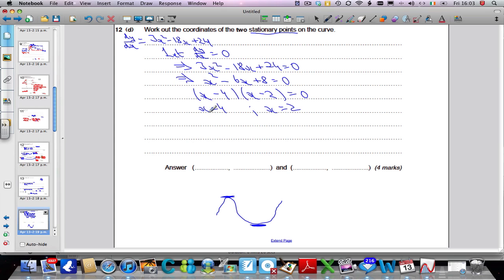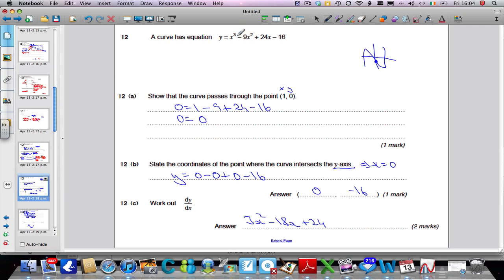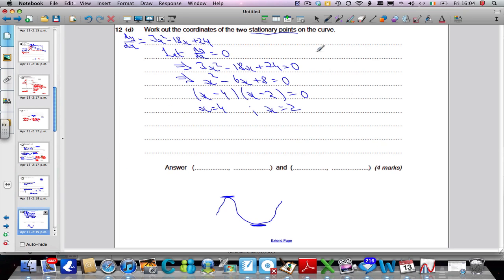Now, if x equals 4, what's y going to be? We have to go back to our original function, which is this: x cubed minus 9x squared plus 24x minus 16. So let's write that down here. That was our function, y equals. So I have a value for x. If I substitute it in here, that will tell me the corresponding y value. So let's put 4 in.